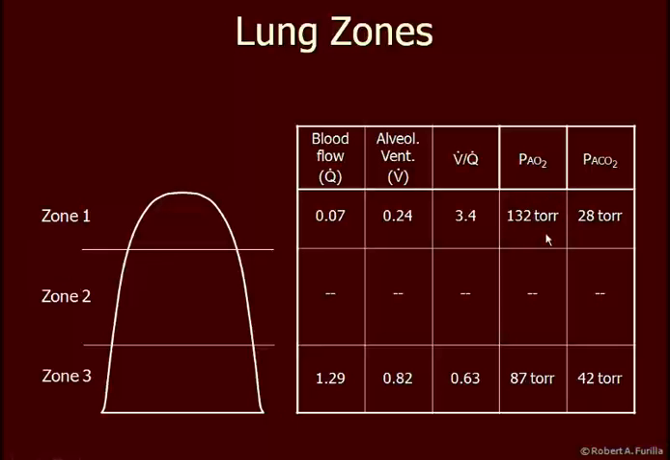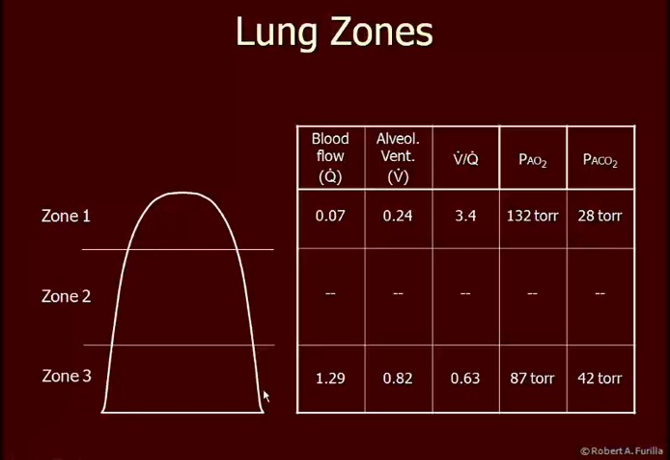Torr is an abbreviation of the name of the Italian who developed the technique of measuring pressure in millimeters of mercury. His name was Torricelli. 132 torr is the same as 132 millimeters of mercury. So very high alveolar PO2, and very low PCO2. So this region is being hyperventilated.